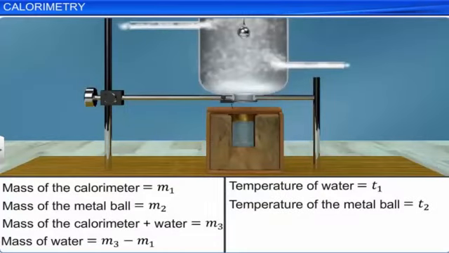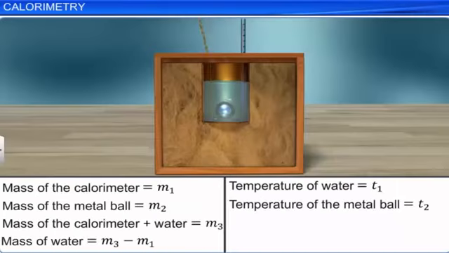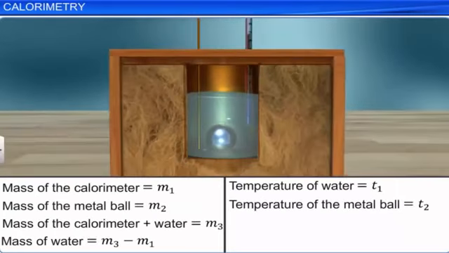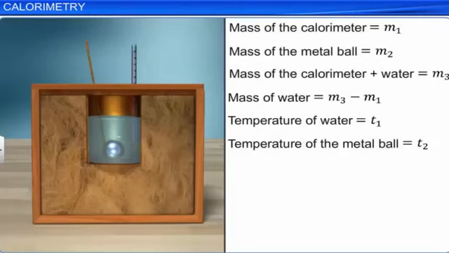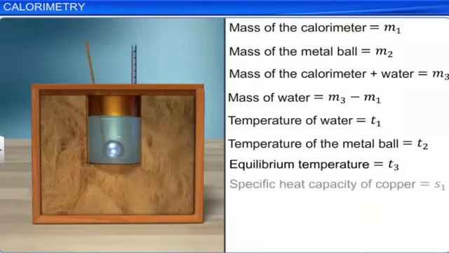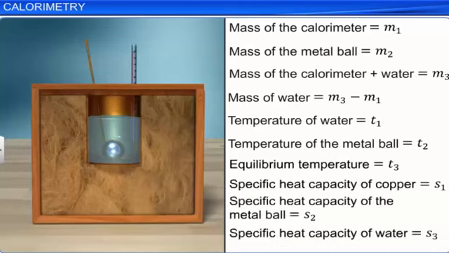Now bring the calorimeter below the sliding base of the steam chamber and slide open the base of the chamber. Drop the metal ball into the water in the calorimeter and stir the mixture for some time. Then note the equilibrium temperature T3. Let the specific heat capacity of the calorimeter, the metal ball and water be S1, S2 and S3 respectively.